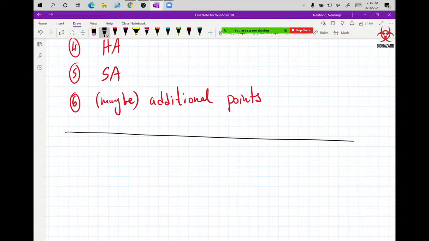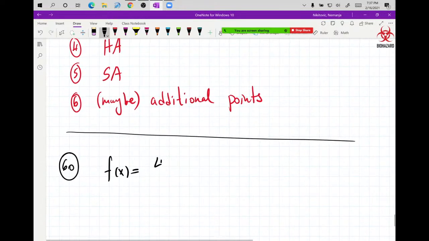So let's start with problem 60. F of x equals 4x minus x squared over x squared minus 1. There we go. Perfect. So what do we have in this case? Well, we start with domain.